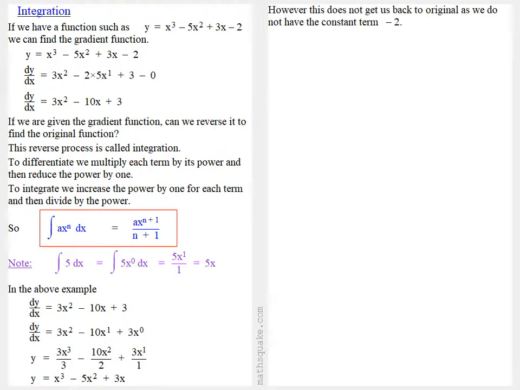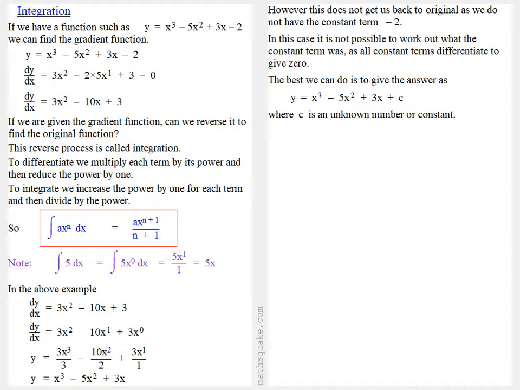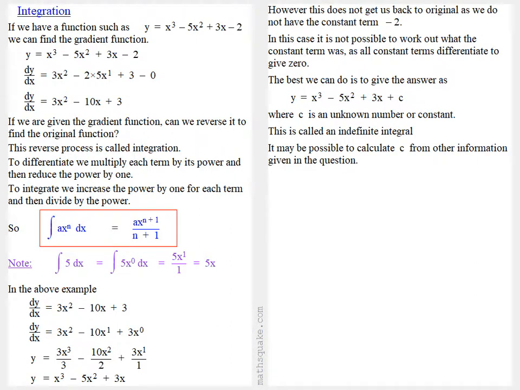However, this does not get us back to the original, as we do not have the constant term minus 2. In this case, it's not possible to work out what the constant term was, as all constant terms differentiate to give 0. The best we can do is to give the answer as y equals x cubed minus 5x squared plus 3x plus c, where c is an unknown number or constant. This is called an indefinite integral. It may be possible to calculate c from other information given in the question, in which case it's called a definite integral. Let's look at an example.